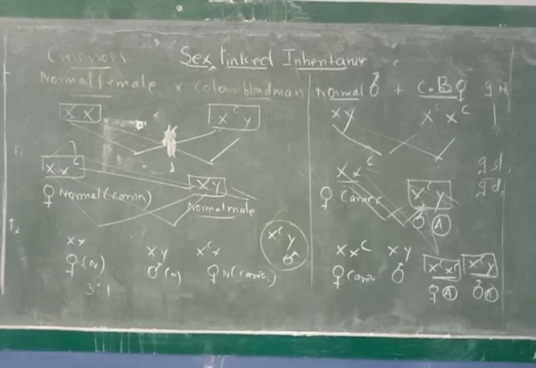The last one: the number of chromosomes in the queen, or female honeybee, is 36. That's it. So next class we will be discussing the other part of it.